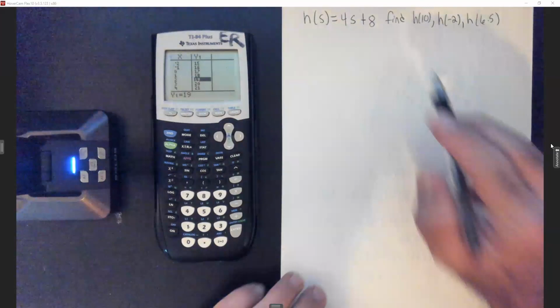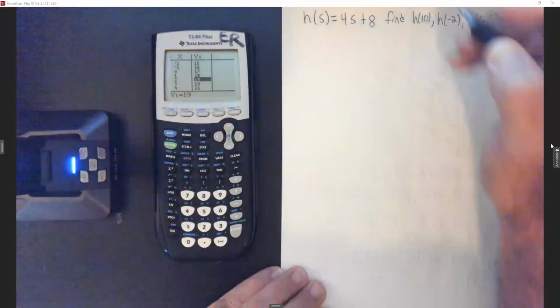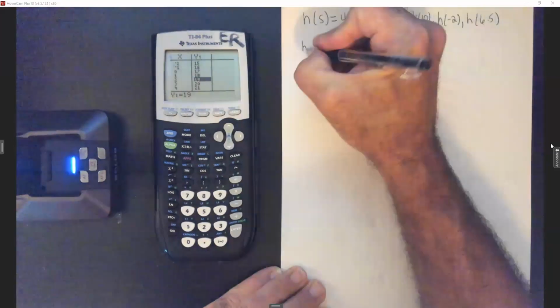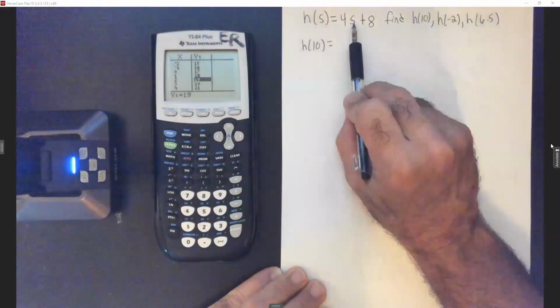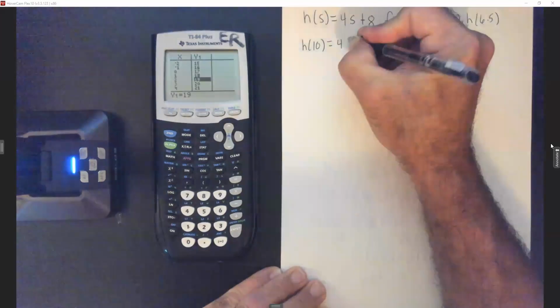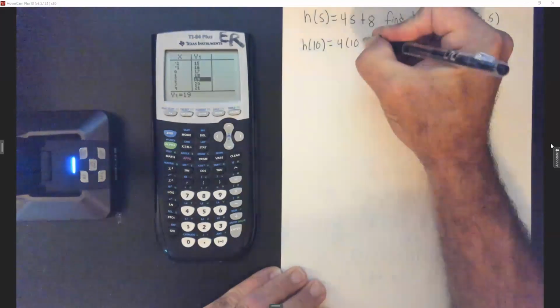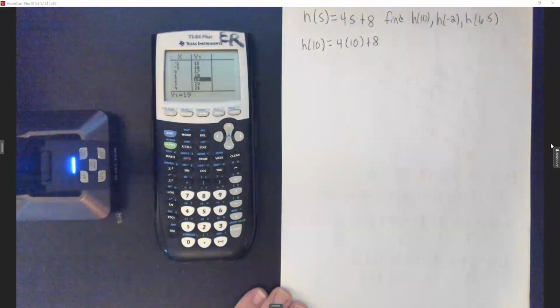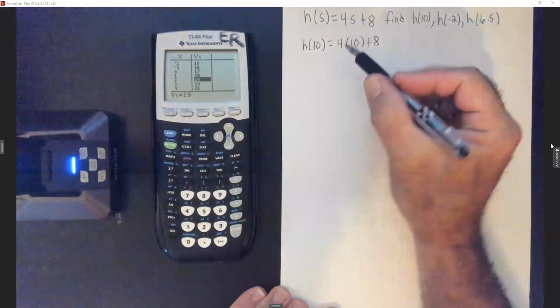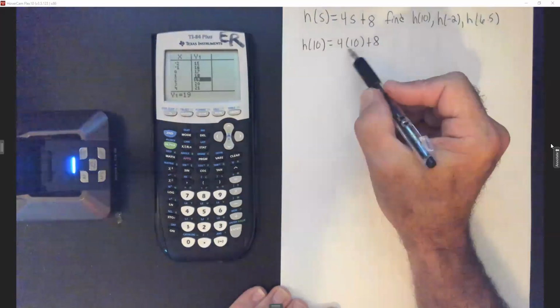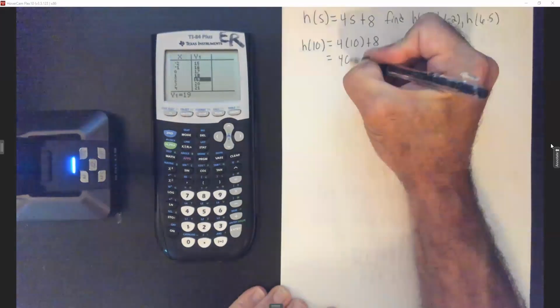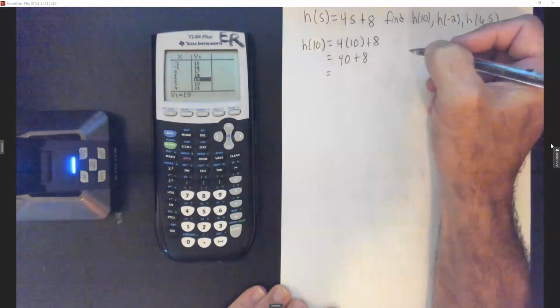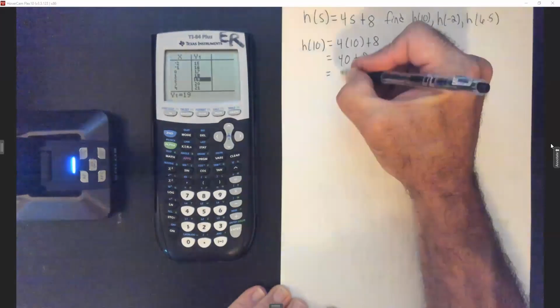So first we'll find h of 10. So h of 10 wants me to take this equation and in place of the s, put a 10. So I'll have 4 times 10 plus 8. All right, so order of operations, I got to multiply first. So 4 times 10 is 40 plus my 8. So now I can add, and 40 plus 8 will give us 48.